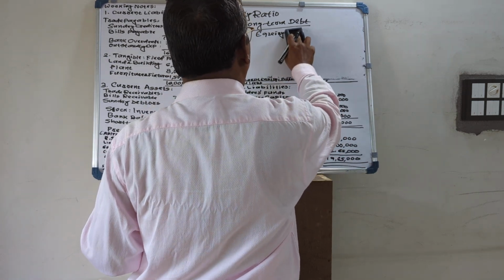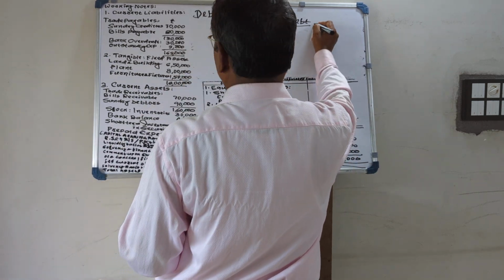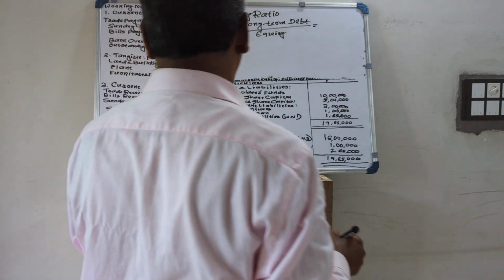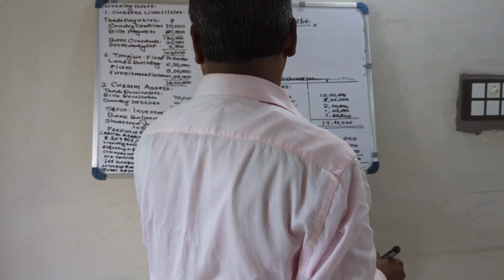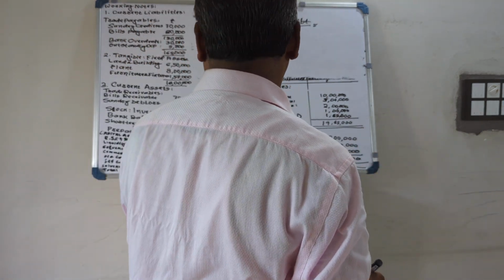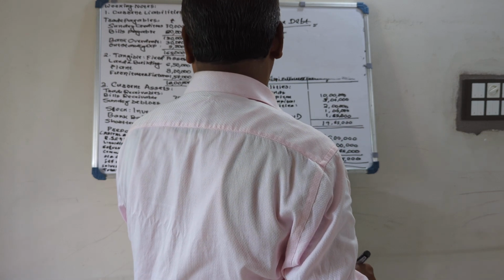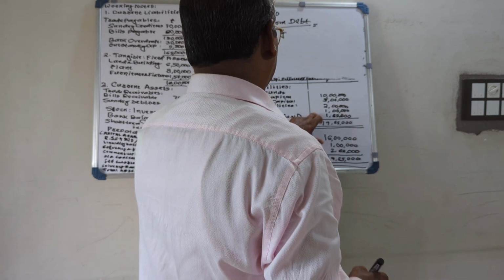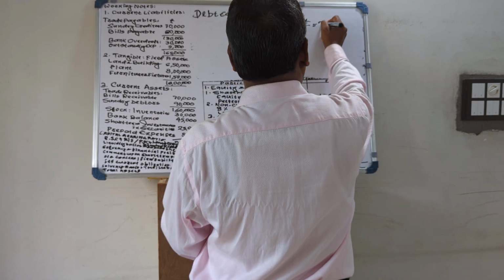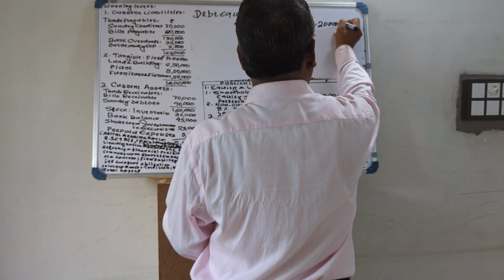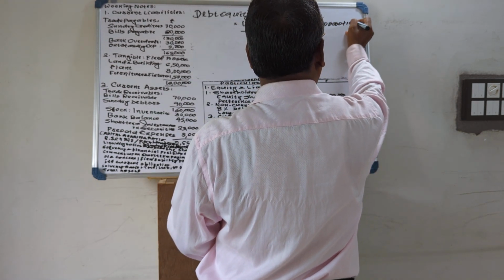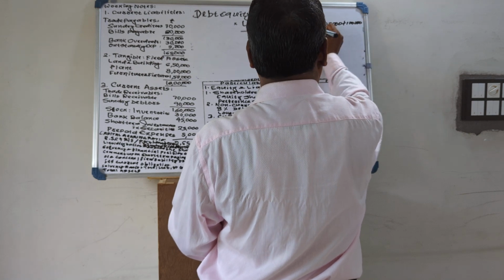Equity includes... here in case of long-term debt, an 8% debenture of 1 lakh and a long-term loan of 1,65,000 are given. Then we will not consider current liability here. So we will consider 2 lakh plus 1 lakh, 3 lakh. Plus 1 lakh, that is 3 lakh long-term debt.